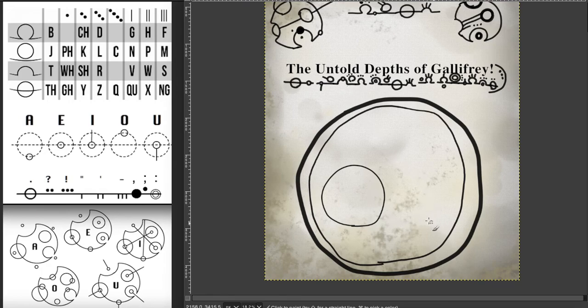And then untold is also pretty big. Okay. Untold. And then the is gonna pretty easily fit in right here. So now we need depths of.